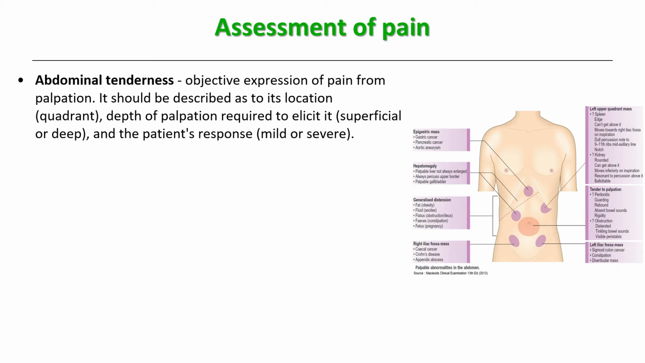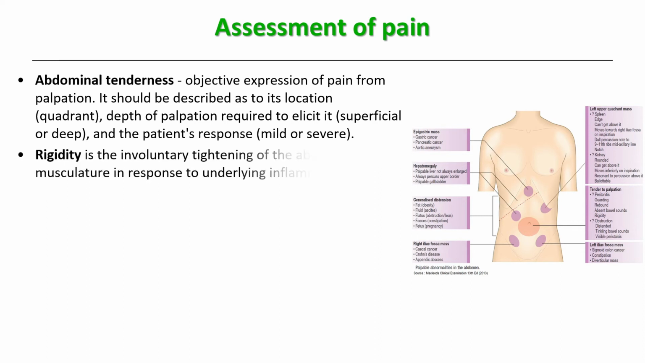Abdominal tenderness is an objective expression of pain from palpation. It should be described as to its location, like which quadrant exactly it is located. It might be located in 2 to 3 different quadrants. Also note the depth of palpation required to elicit it, whether the pain is there on superficial palpation only or whether it gets elicited on deep palpation, and the patient's response towards it. Is it mild, moderate or severe?